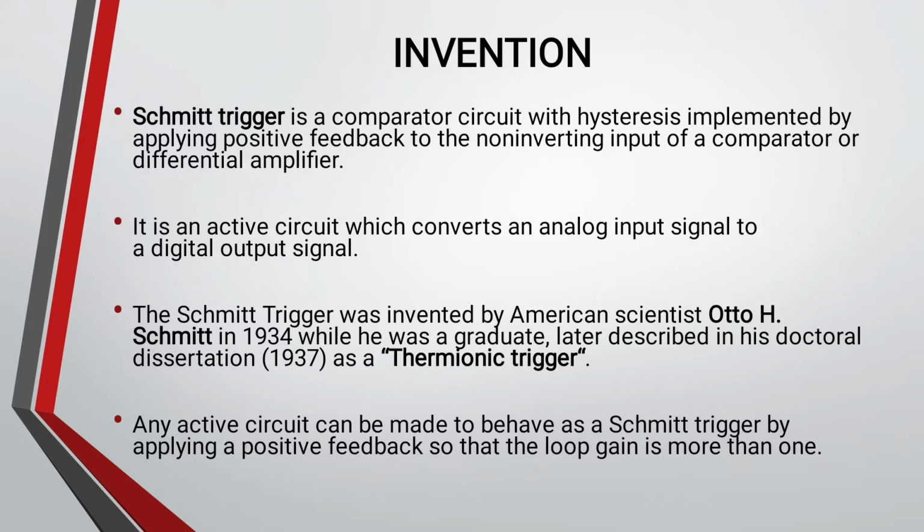The Schmidt trigger was invented by American scientist Otto H. Schmidt in 1934 while he was a graduate student. Later described in his doctoral dissertation in 1937 as a thermionic trigger. Any active circuit can be made to behave as a Schmidt trigger by applying a positive feedback so that the loop gain is more than 1.